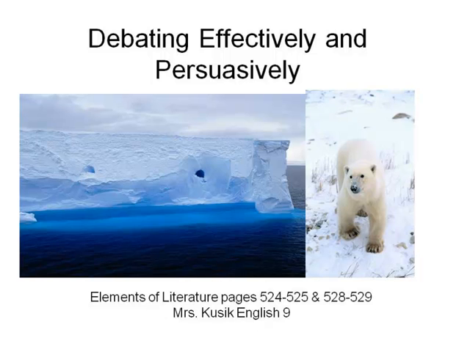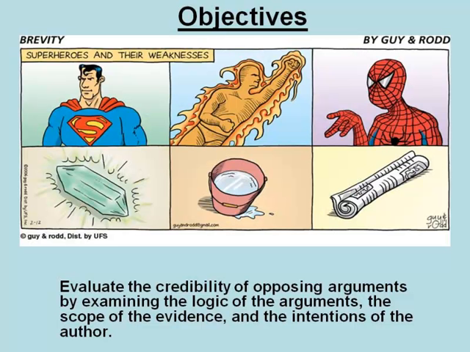Let's get started! As you can see by our objectives, we are evaluating the credibility of opposing arguments by examining the logic of the arguments, the scope of the evidence, and the intentions of the author. What that means is, we are judging how believable arguments with two or more sides are. We are looking at those arguments to make sure they are logical. We are examining how much information is in those arguments. And finally, we are paying close attention to who is speaking and what they believe.